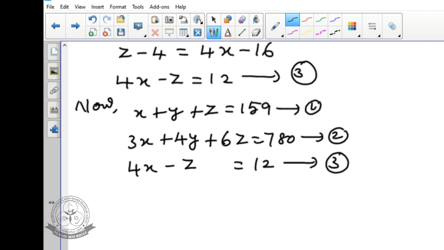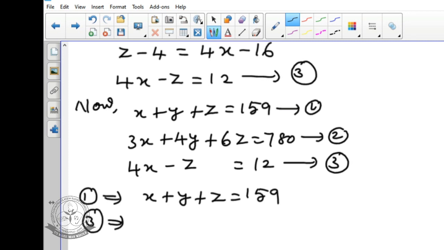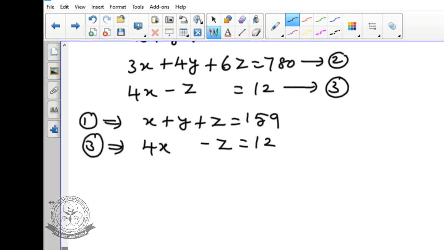First I am going to take equation 1. What is our equation 1? X plus Y plus Z equal to 159. Next I am going to take equation 3. Equation 3 is 4X minus Z equal to 12. In equation 3, Y is not given, so you put 0 like that, so there is no confusion.